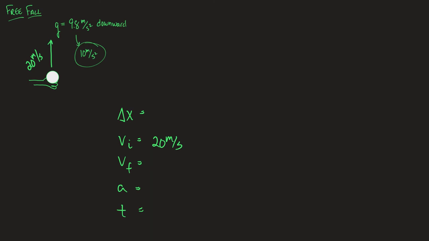Since this is clearly dealing with when the ball left my hand, it's a free fall problem. So I'm going to recognize that the acceleration is 10 meters per second squared. That's only two pieces of information. So if you're trying to solve this problem, you're going to need to develop a third.